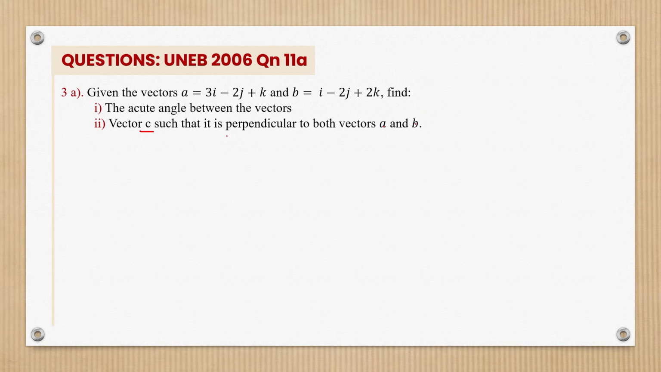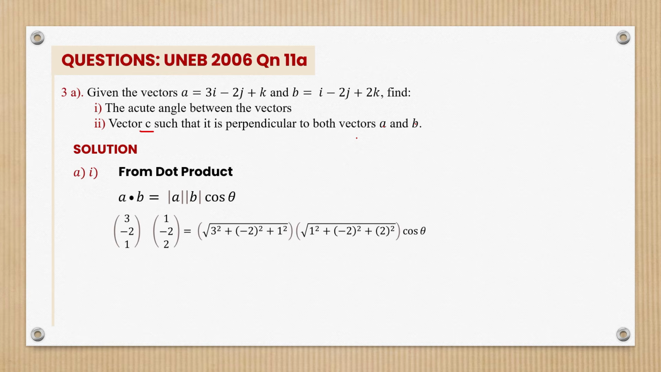I hope we remember that every time we find the cross product of two vectors, the answer we get is actually perpendicular to both of them. So let's first find the acute angle between the vectors. Let's first deal with part 1. We're going to use the dot product to find the angle theta.